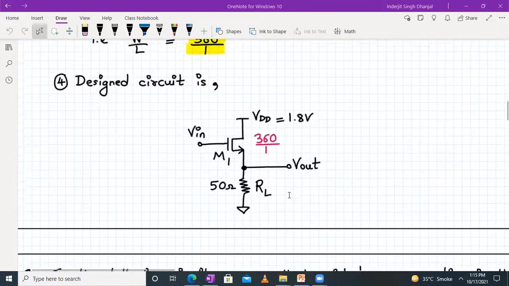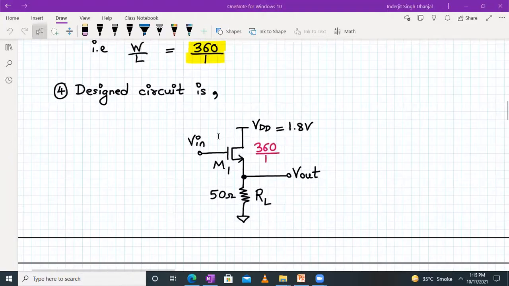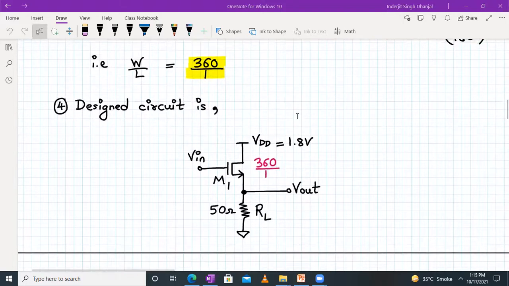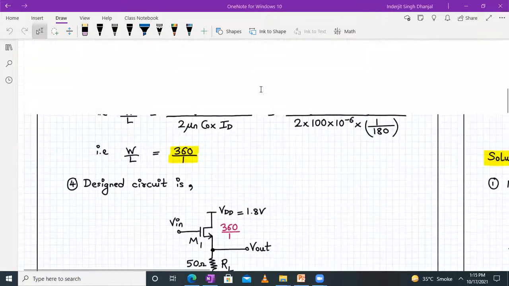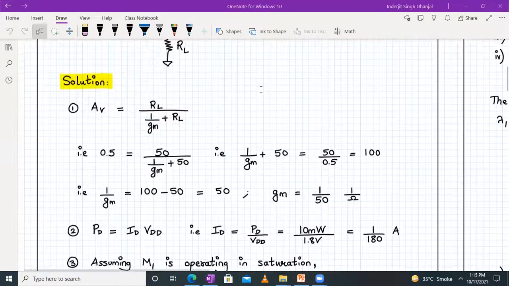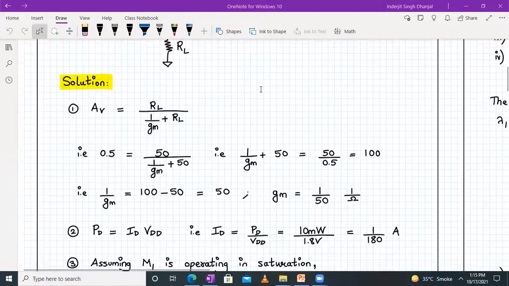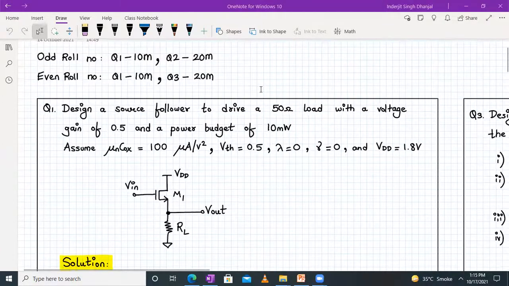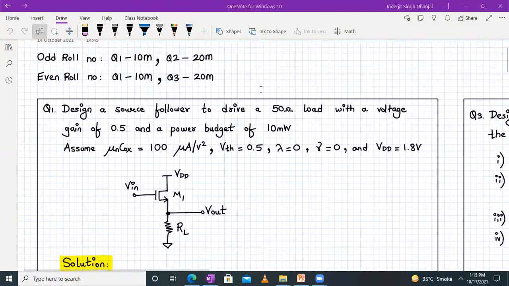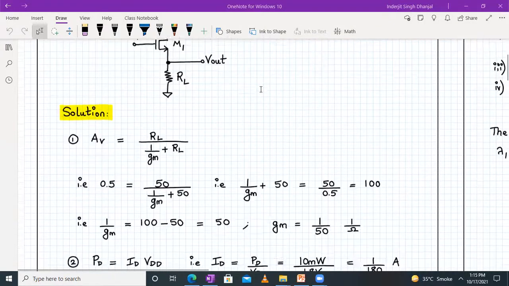And therefore we draw the design circuit here. The designed source follower circuit has an M1 aspect ratio of 360:1. That's how we solve numerical number 1. If you got W by L as 360 divided by 1 and all the intermediate steps correct, that is, the value of gm and the value of ID, then you will deserve the full 10 marks for this question. Now let's move on to question number 2.